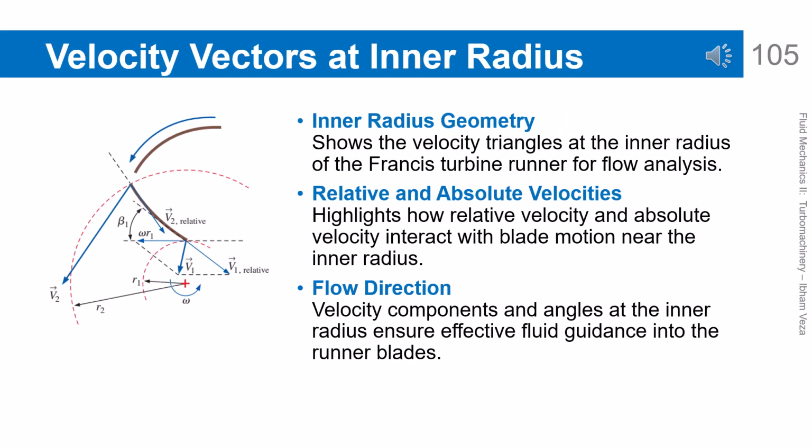Velocity vectors at inner radius. At the inner radius, the velocity triangles have a different orientation compared to the outer radius. This change reflects how the flow is guided and decelerated as it moves toward the runner's center. Analysis at this location is important to ensure that the flow enters the runner without separation or major losses. The relationship between relative and absolute velocities remains the key in energy calculations. By understanding both locations, the runner design can be optimized as a whole.